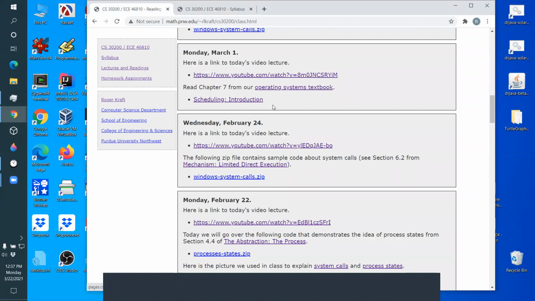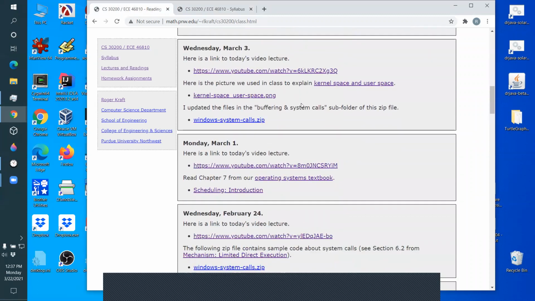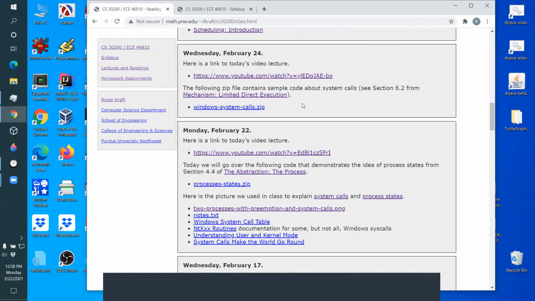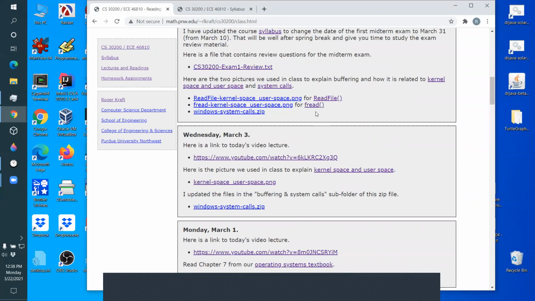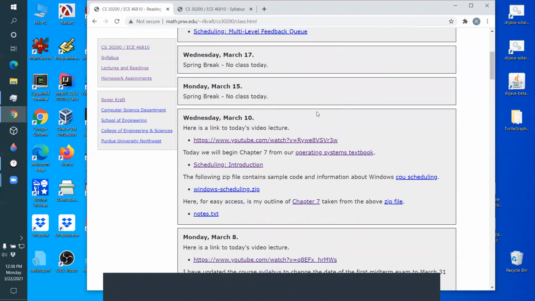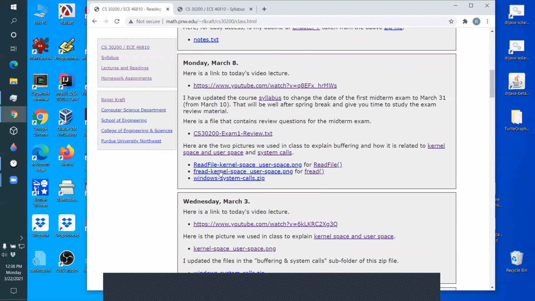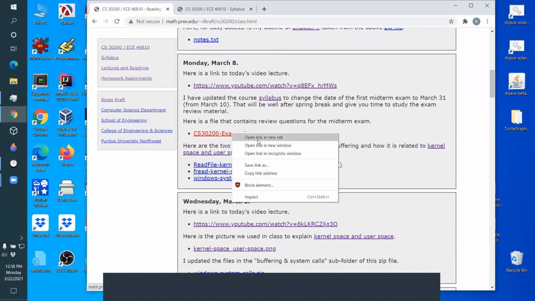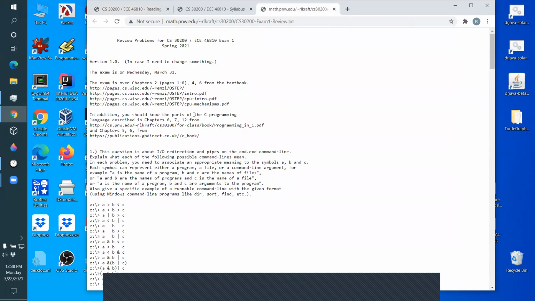The review material for it is, where is it? I'll move the reminder farther up the page. I forgot where it is now. Here on March 8th. There's the list of review problems. I'll move that farther up the page because it's too far down to remember where to find it. Okay, so there are the review problems for the midterm exam.